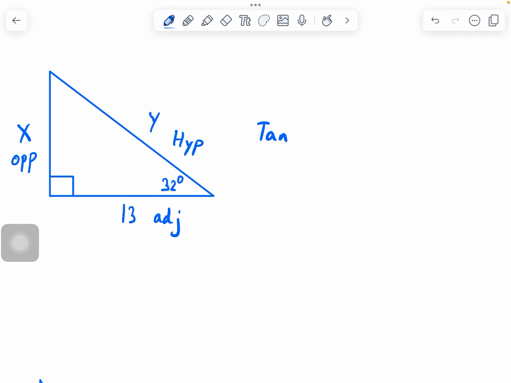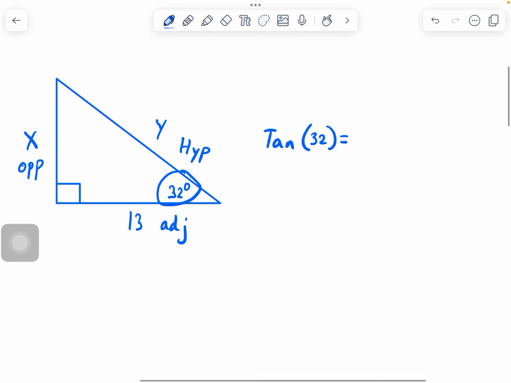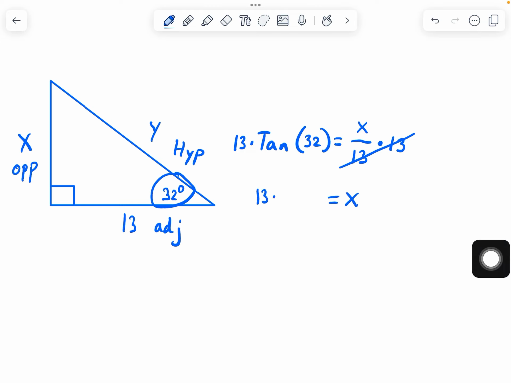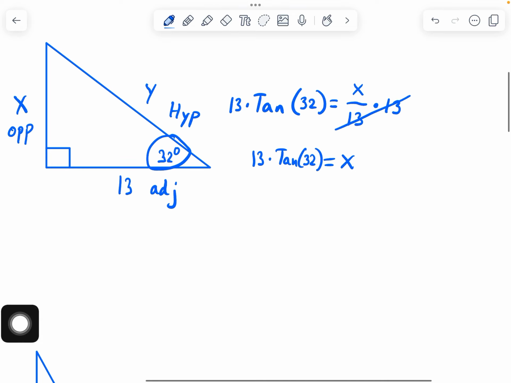So tangent of our angle, which is the 32 degrees, is going to be equal, and again, we want to set up a fraction on the other side. The opposite side is x, the adjacent side is 13. Our goal now is to get x by itself. So notice how we're dividing by 13 here. So all we want to do is multiply both sides by 13. And that reduces down, and it leaves us with just x equal to 13 times the tangent of 32. Now, tangent of 32 is just something we can type into our calculator. It's going to be a decimal, and then we're going to multiply that with the 13.